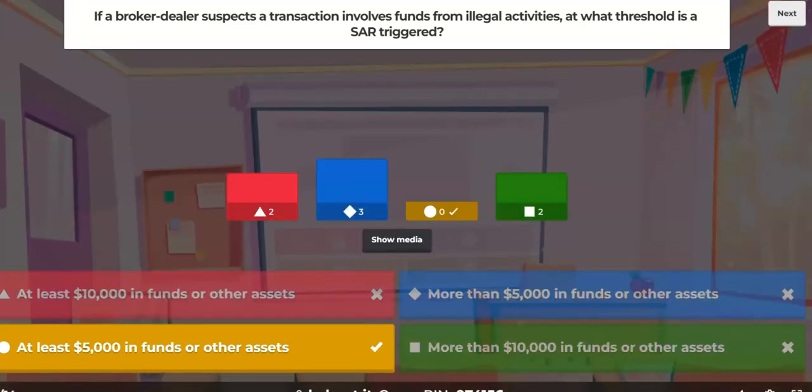Okay. Interestingly enough, it was at least $5,000 rather than more than $5,000. I know it's pickier, but had it been more than $5,000, a deposit of exactly $5,000 would not trigger the SAR. $5,000 in one would. If you're thinking of the $10,000, that's the threshold for the currency transaction report.